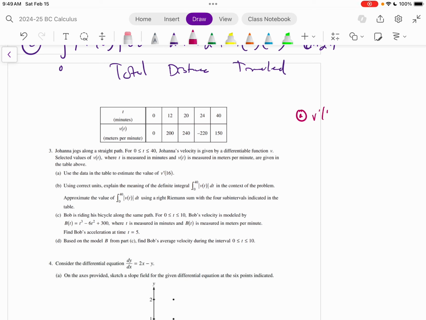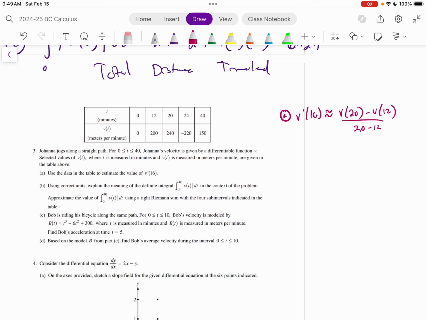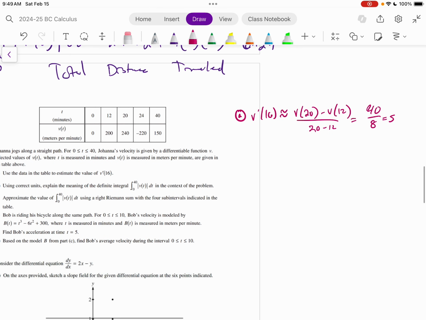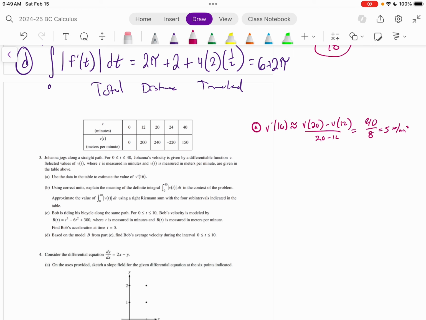Okay, so v prime of 16, right? We would approximate that as v of 20 minus v of 12 over 20 minus 12, right? Sort of rate of change. You take the smallest interval you can, with 16 in the middle, right? And what is this? 40 over 8, 5 meters per minute squared, maybe. It's an M. All right, that's pretty standard.